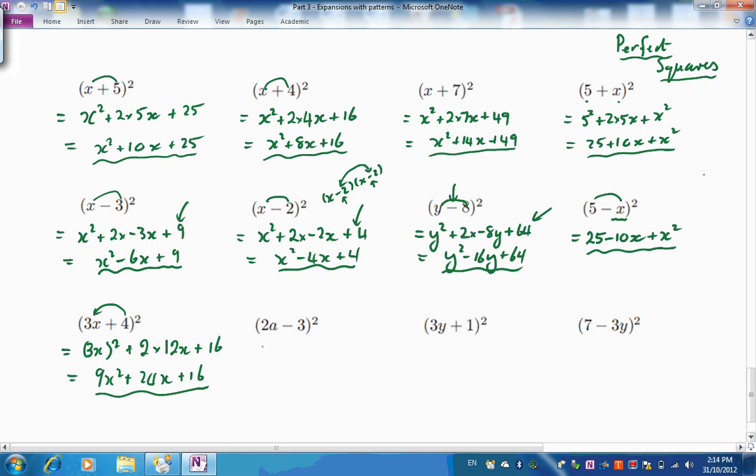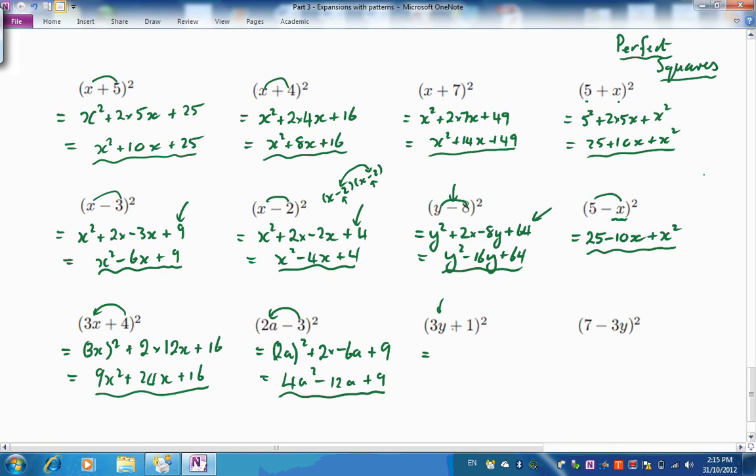Getting harder. Let's look at this one. First term squared plus twice the product. Oh, the product here is going to be neg 3 times 2a, or neg 6a, plus the second term squared is 9. So this is 4a squared, take 12a plus 9. Number's getting a bit bigger because we're sticking something in front of this front letter here.